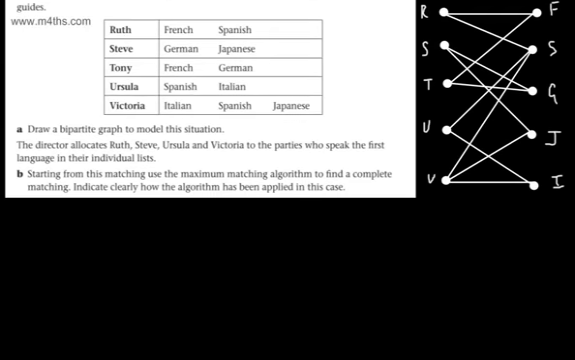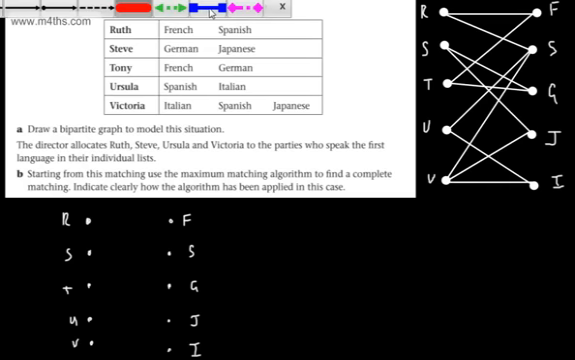Again, it might get a little hectic, so I'm just going to scribble a new initial matching. So here are my nodes, and I'm just going to quickly scribble these on and look at the initial matching. In an exam, you will be given this. So what we've got then is R, S, and then we've got T, U, and V. We've got the languages F, S, G, J, and I. What we're told is they are initially matched to the first in the list. So Ruth is matched with French.